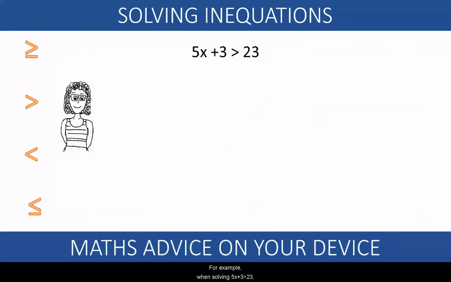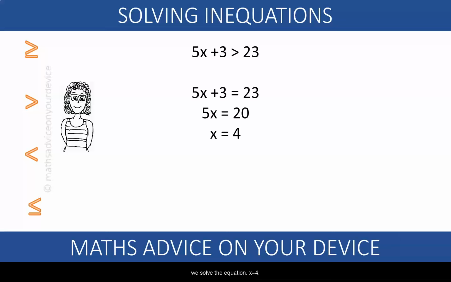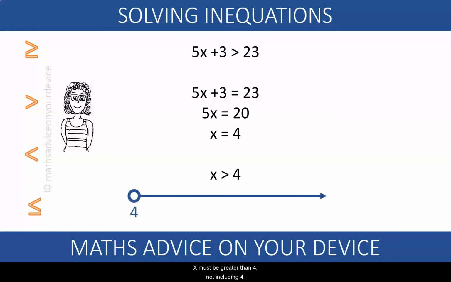For example, when solving 5x plus 3 more than 23, we solve the equation which has a solution x equals 4, and we replace the same symbol back. X must be greater than 4, not including 4. That is why the circle is empty and 4 is not part of the solution.